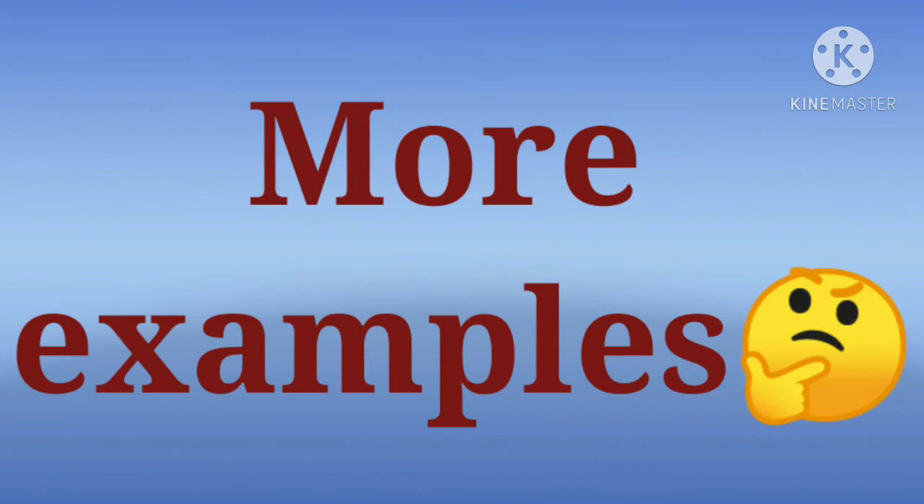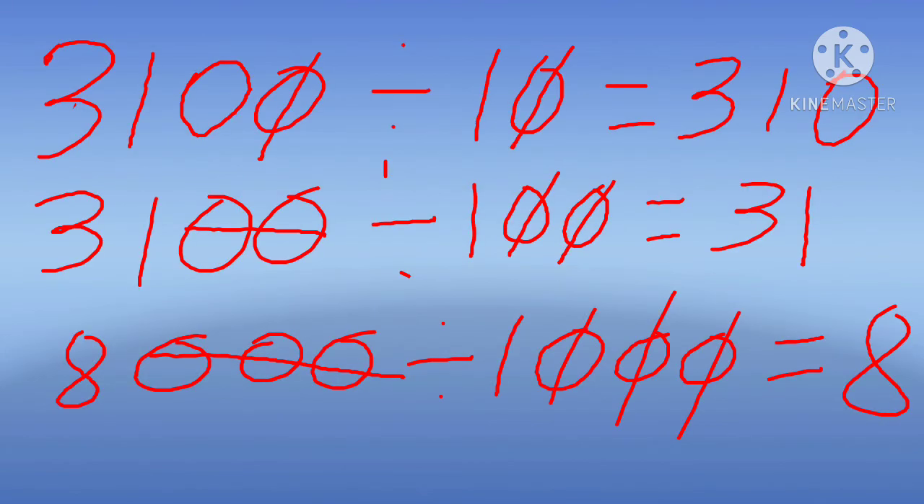More examples. 3,100 divided by 10. 10 has 1 zero. So we will cancel 1 zero from 3,100. That is why the answer is 310. And 3,100 divided by 100. We have 2 zeros in 100. So we will cancel also 2 zeros from 3,100. That is why the answer is 31.